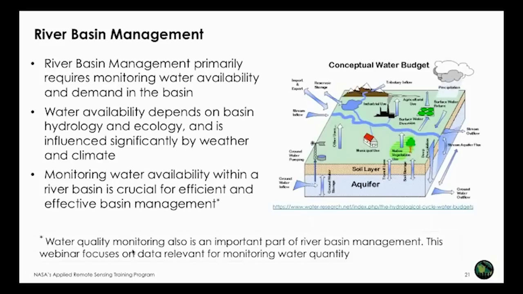Also, please note that water quality monitoring is also very important. Sometimes water quality is not such that it can be usable. So water quality is an important part of overall management. However, for this webinar, we're focusing on water quantity. So we're going to look at different water budget components to see how one can estimate availability of fresh water at watershed level, sub-basin level, and then overall at a basin level.